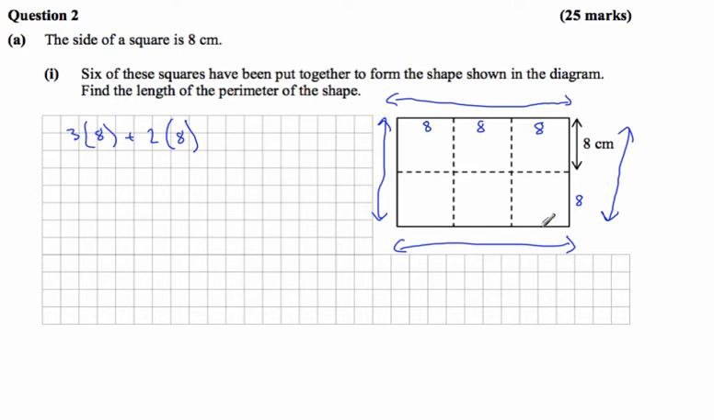Then we've got the same along the bottom here, another 3 8s, same as the top. And another 2 8s up the side. So 3 plus 2 plus 3 plus 2, that's 10 8s altogether. And 10 8s is 80. And just watch out for your units, this is in centimetres, so the perimeter, the distance around the edge is 80 centimetres.